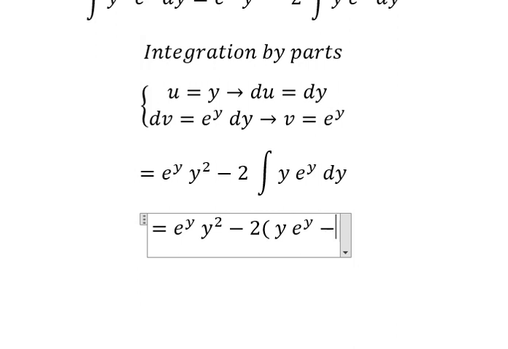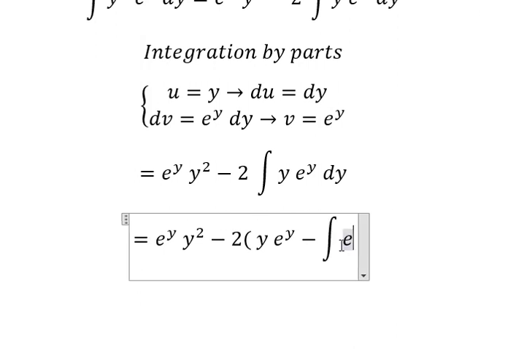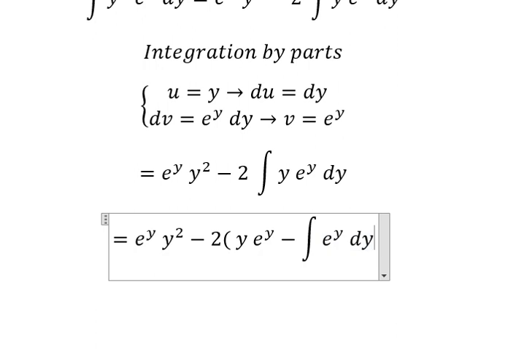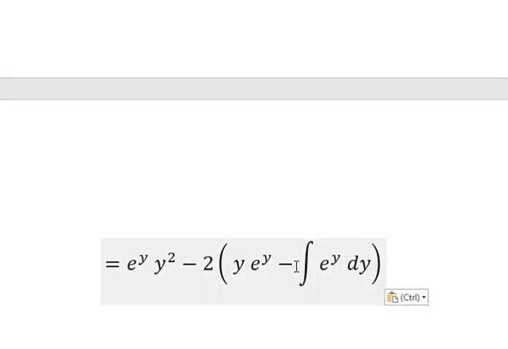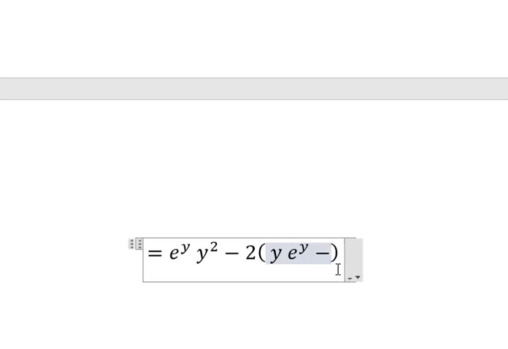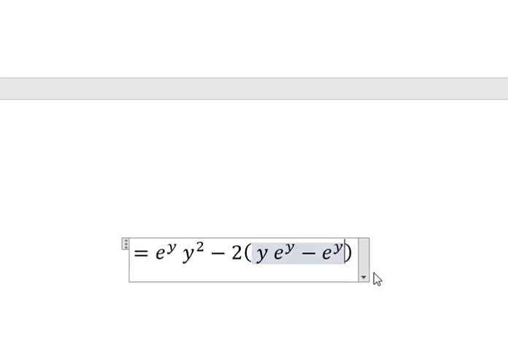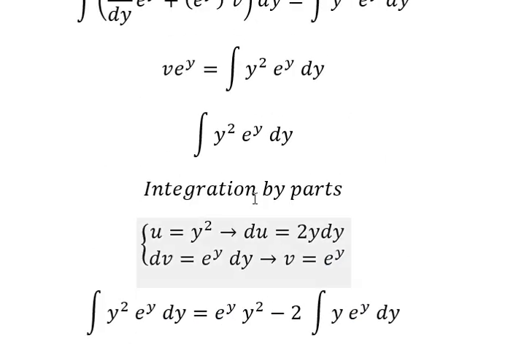So we have the integration of e to the power of y dy. So the integration of this one, we have e to the power of y. And now we go back in here.